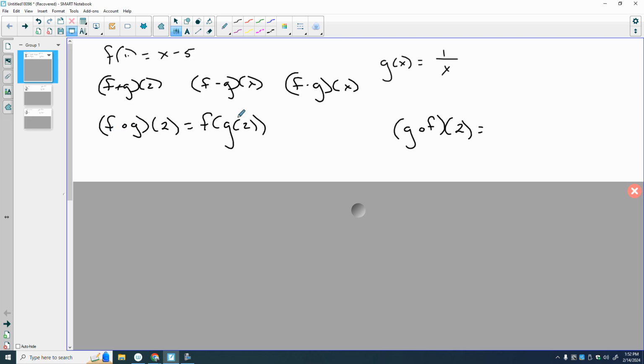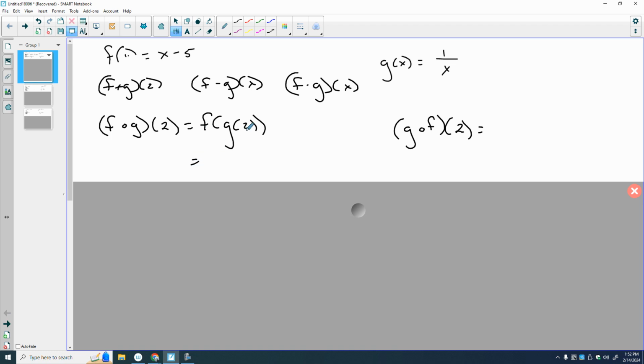Do f following g, meaning do g first and take your answer and put it into f. Take g, evaluate g of 2 first. Take your answer from that and plug it into f. So if you think about it, the y values from g become the x values, and you plug them into f.